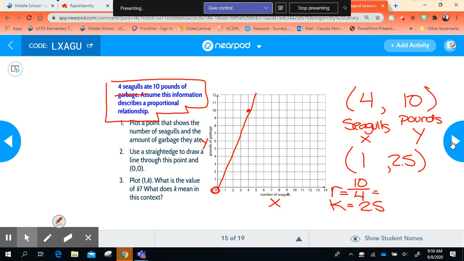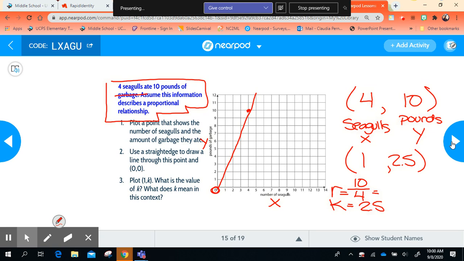So what do you notice before we even move on? What do you notice about this proportional graph? What do you see? Is it crooked? Is it straight? Kevin, what do you see? Is it straight or crooked? So it's straight. Look at that.